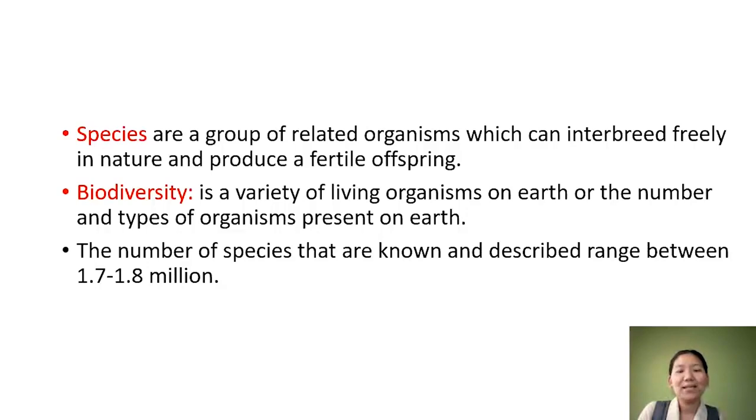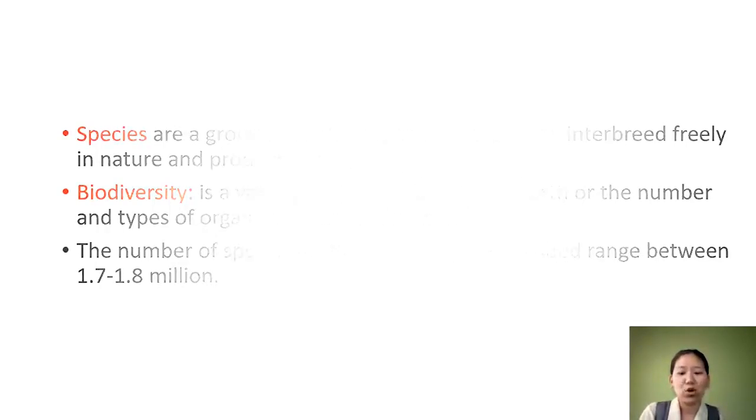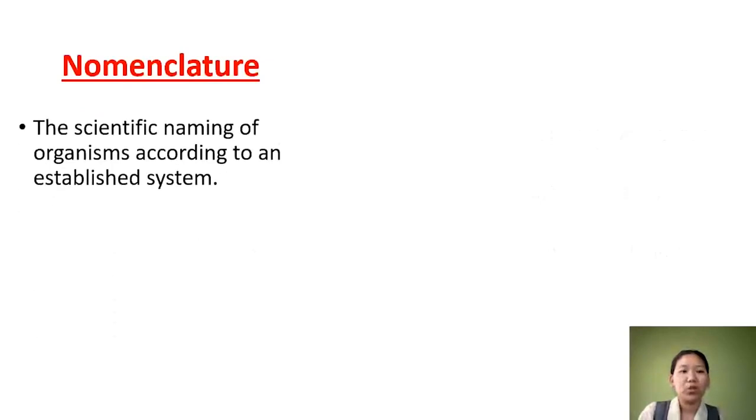That is why scientists have devised a rule which will enable us to know a particular organism by one name. That is called nomenclature. Nomenclature is the scientific naming of organisms according to an established system. This scientific naming is very important. It gives a specific name to a particular organism so that it avoids confusion and ambiguity, and leads to better processing of information and understanding of a particular organism or species.